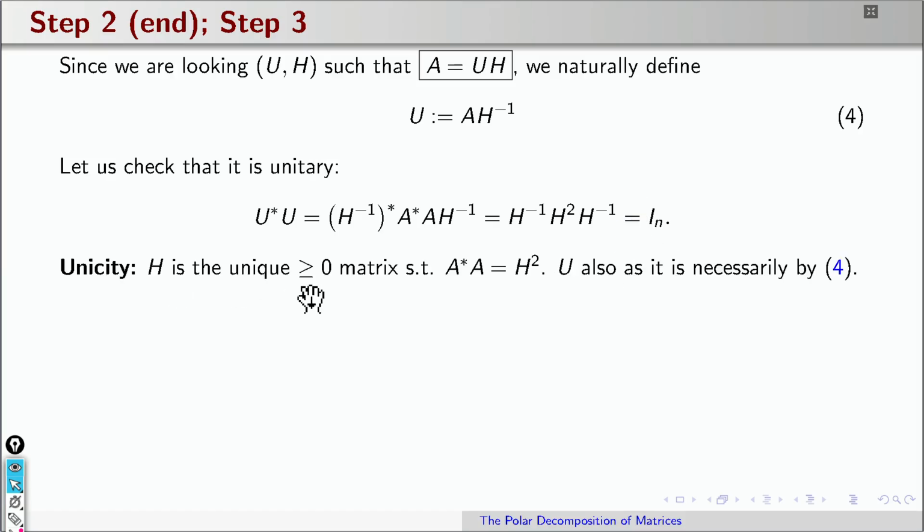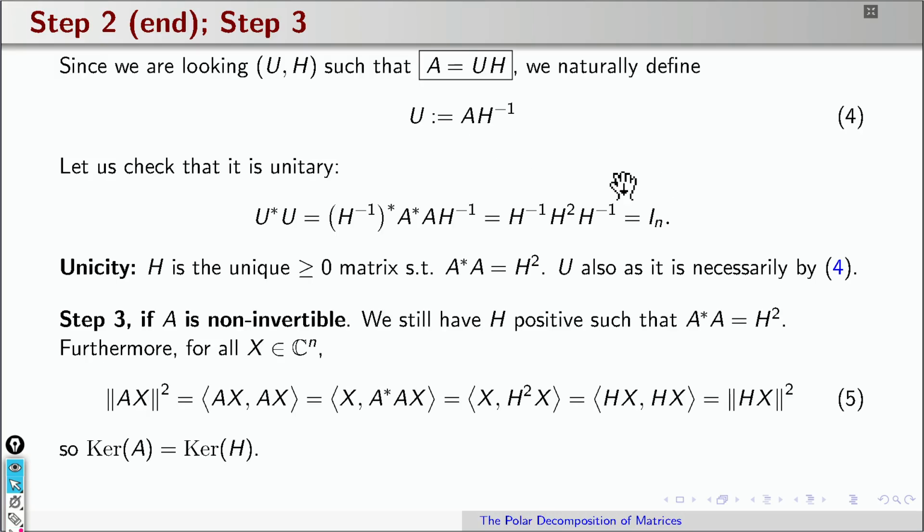So we have seen the unicity. There's a unique positive matrix H such that A star A equals H square, and then because A is invertible, U is necessarily defined by this, so there's no choice. If A is not invertible, we'll see that there's a choice, but we'll start with this first remark.